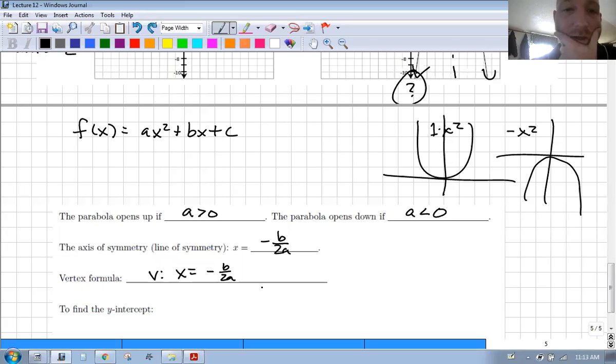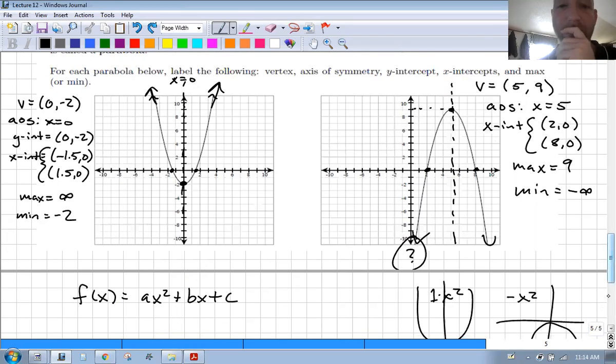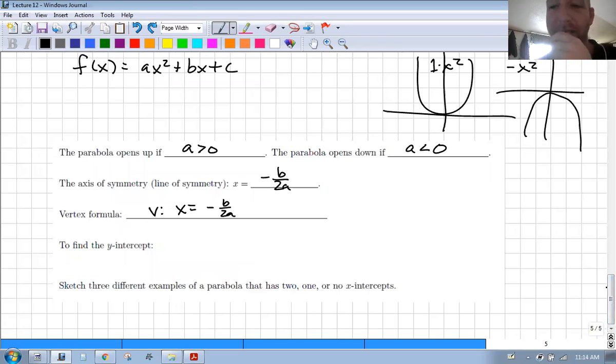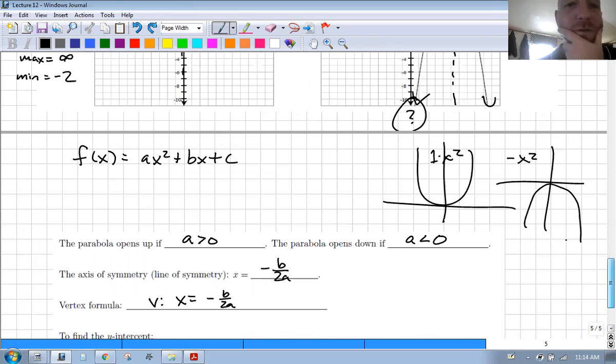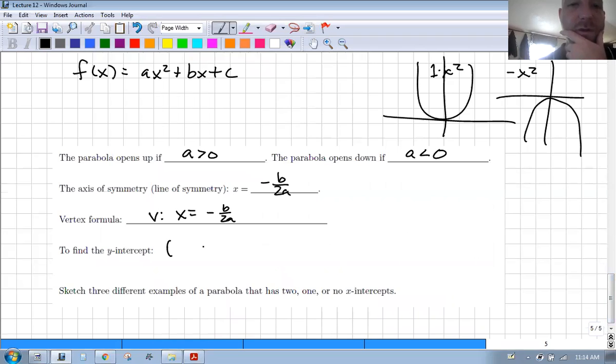So let's see. What would be your y value though? Oh, that is your y value. All right, find the y-intercept. If you plug a 0 in, all you're left with is the c here, right? So the y-intercept is going to be (0, c).